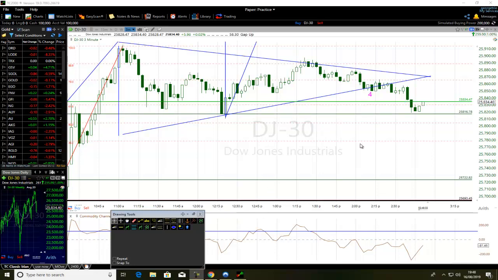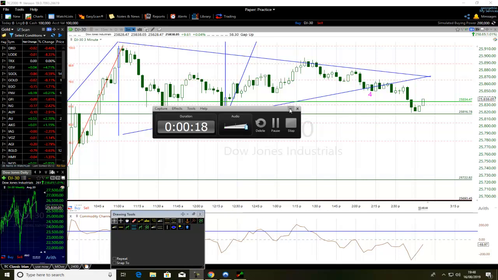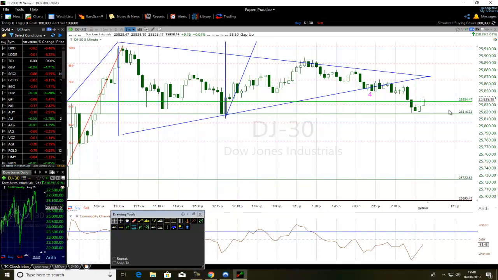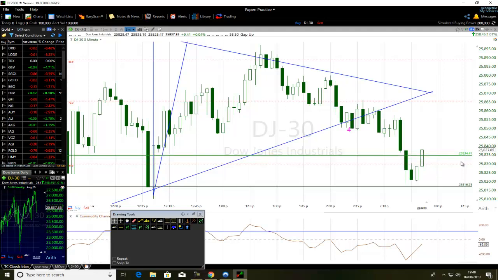Hello, traders. Just entering the trade at 25834, buying the Dow Jones. That order is now filled. All right, so I'm now in this trade. Bought the Dow Jones just now at 25834.